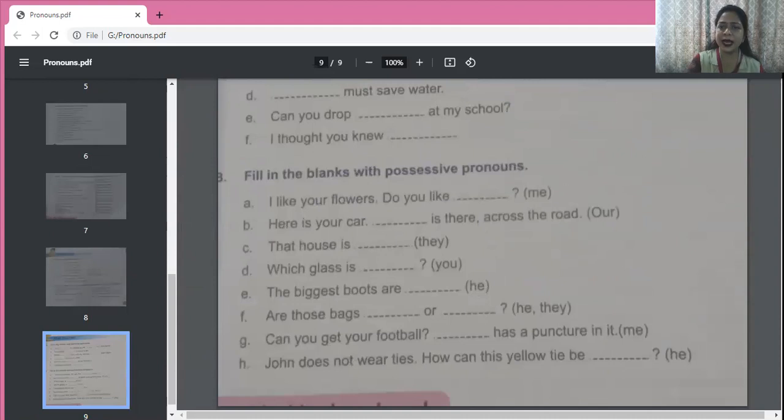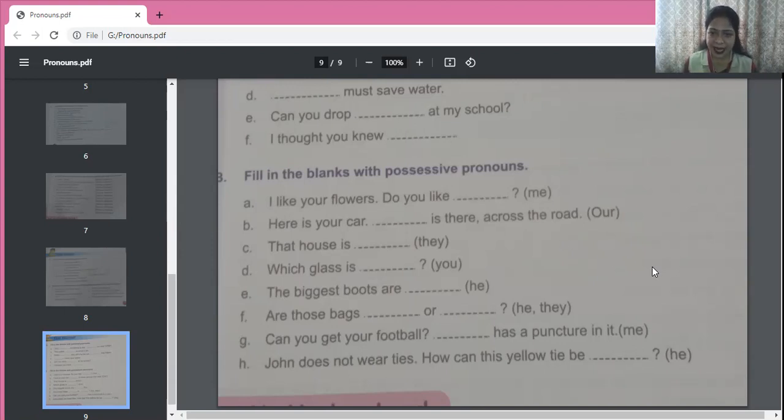Okay. Fill in the blanks with possessive pronouns. I like your flowers. Do you like mine? Here is your car. Dash is there across the road. Ours is there across the road. That house is theirs. Which glasses? Yours. The biggest boots are his.